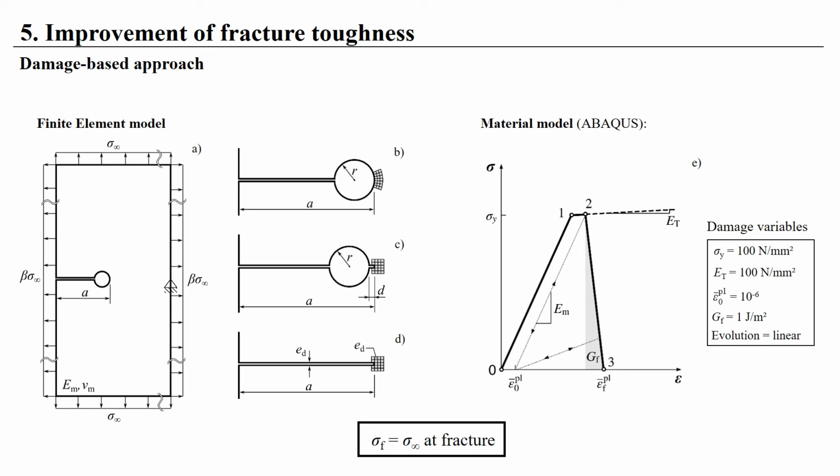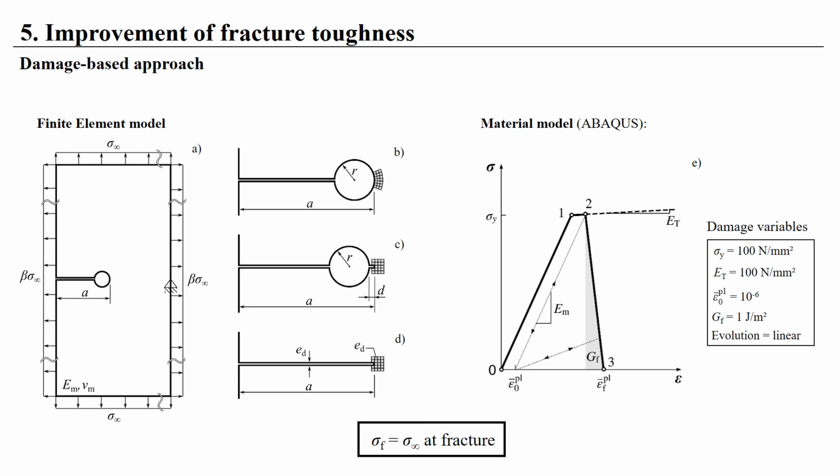of one element size. The fracture behavior is modeled by a damage-based approach, the so-called ductile damage plasticity model, as seen in Figure E. After damage initiation at point 2, stiffness and strength of the material are decreased linearly to 0, down to point 3. Damage evolution is controlled by a specific fracture energy, GF.